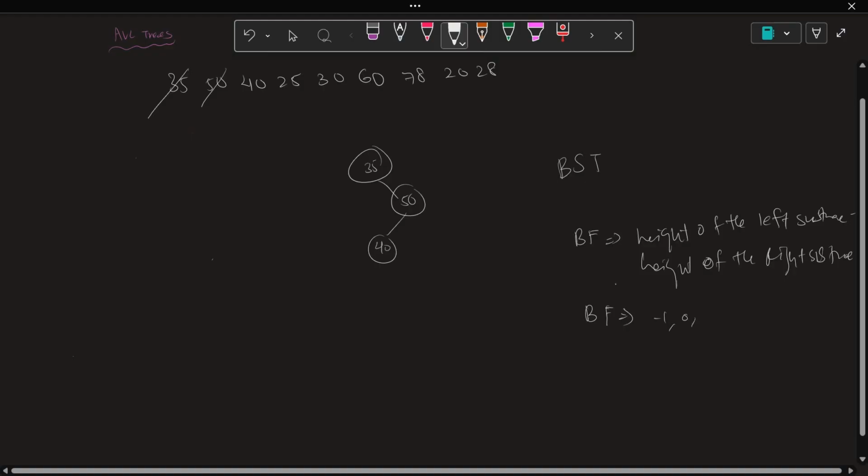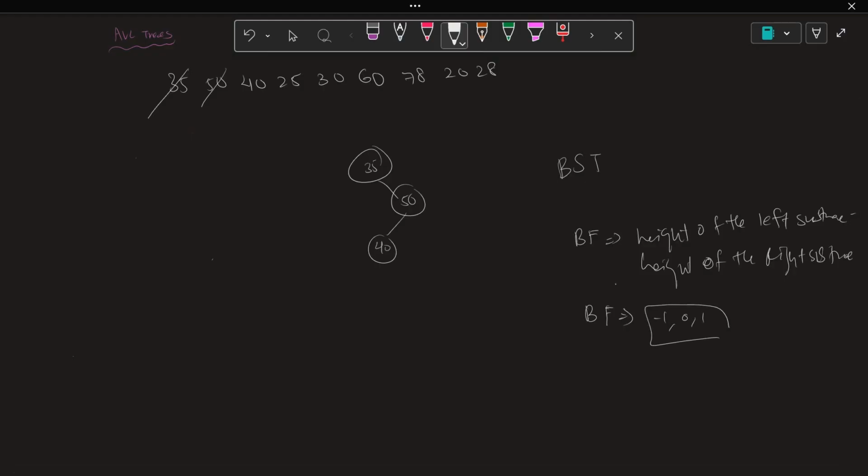For the balance factor, the only values that you can have are -1, 0, and 1. If you have any value that does not belong to this interval, for example you have 2, or 3, or anything like that, that means you have to balance the AVL tree. And how do we balance? We're going to look at it in this video, so it's going to make more sense.